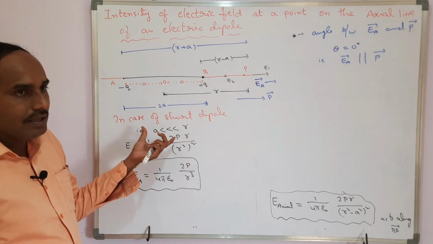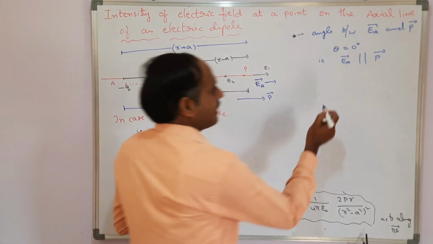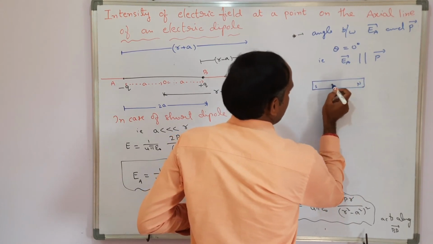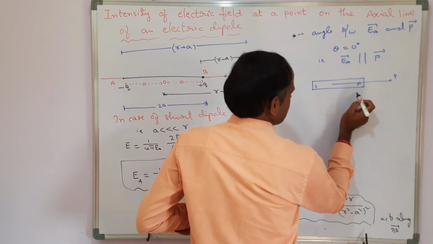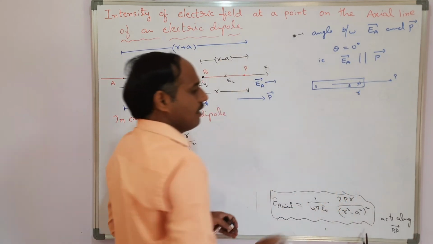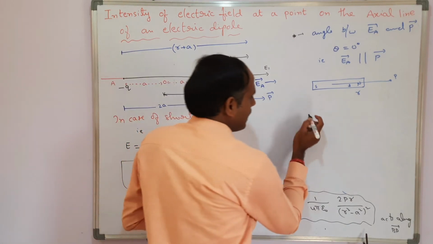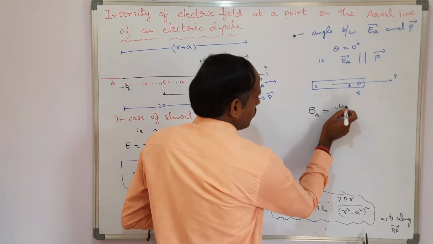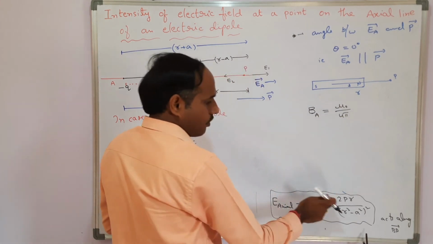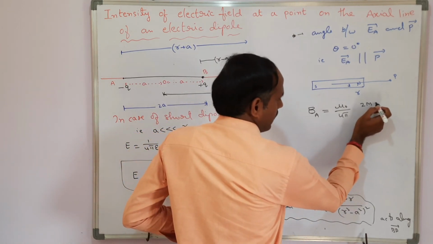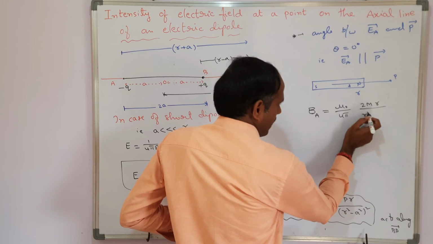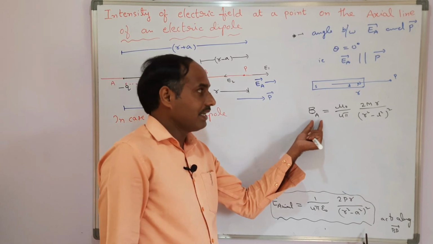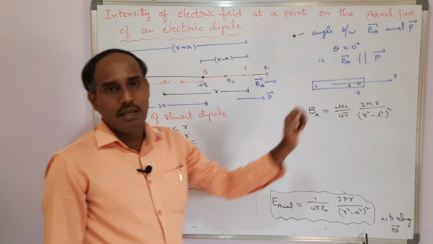Again we have the same expression for the magnetic dipole. In the case of a magnetic dipole, we have south here and north here. At a point P we again consider the distance r, and this is l. So in the case of a magnet, not E, it is B on the axial line, is equal to, where the proportionality constant is mu naught by 4 pi, 2m into r by (r square minus l square) whole square. This is the expression for magnetic field strength at a point on the axial line of the magnetic dipole.